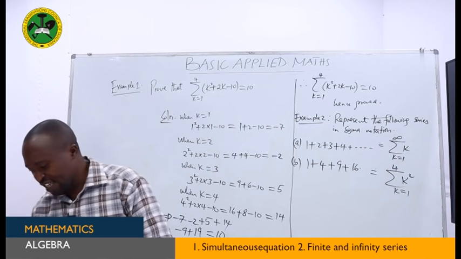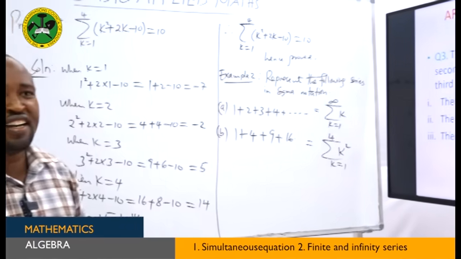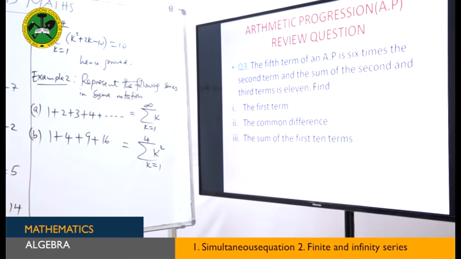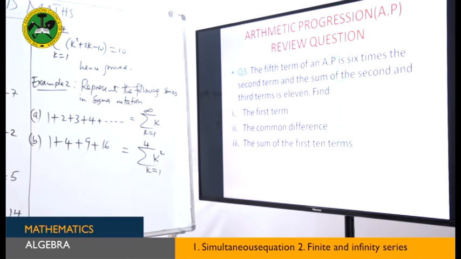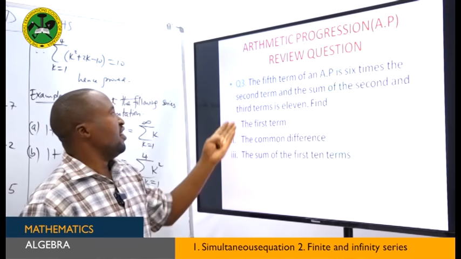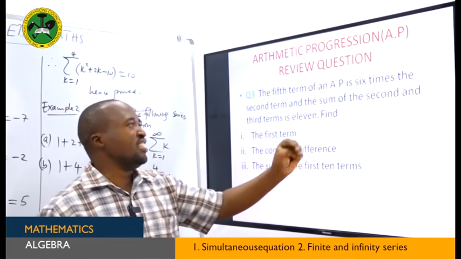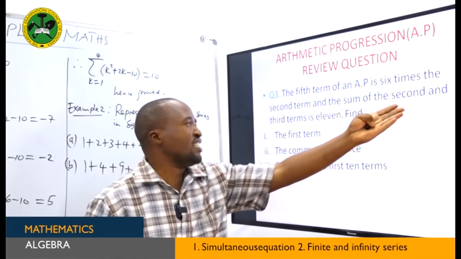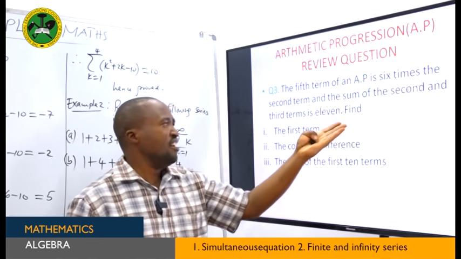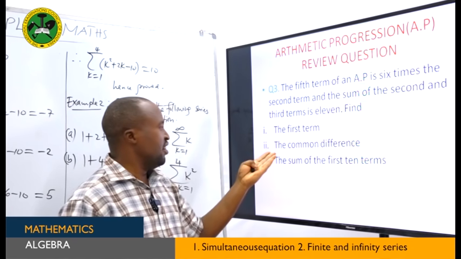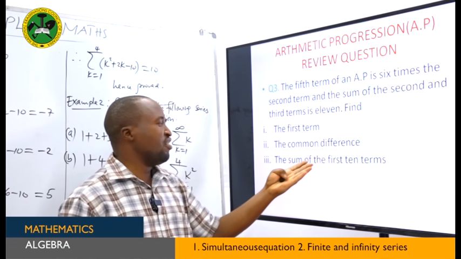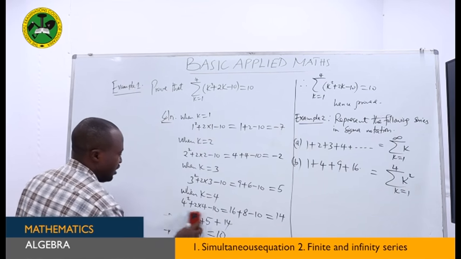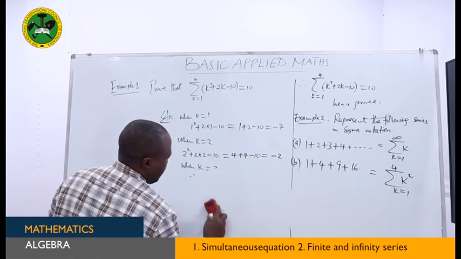Now again, my dear student, let us proceed with arithmetic progression. Here we are going to review a question, and the question says: the fifth term of an arithmetic progression is 6 times the second term, and the sum of the second and the third term is 11. Find the first term, the common difference, and the sum of the first 10 terms. Now proceed with me and see how we are going to solve such a problem.